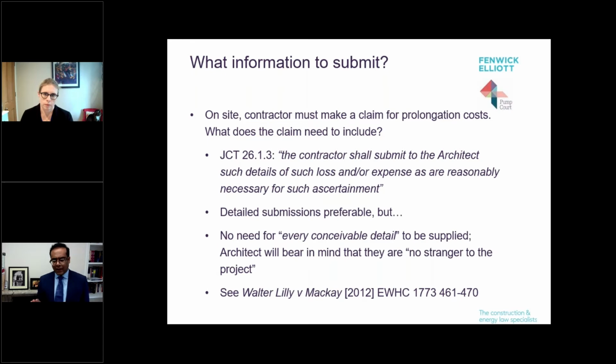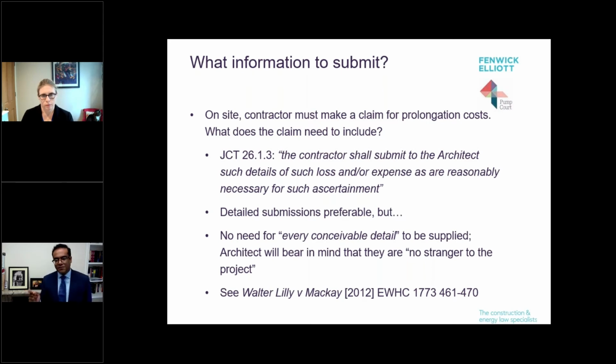Now, I have to be absolutely frank with you. I have seen submissions by contractors, I'm sure Claire has too, which have been plainly insufficient. It's not enough, never enough, frankly, to simply submit an impacted programme unaccompanied by any other kind of record and say, I would now like hundreds of thousands of pounds in prolongation costs. That is not sufficient.